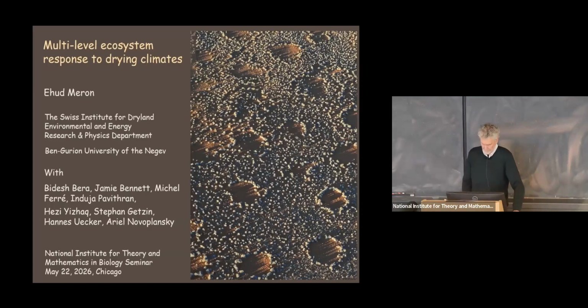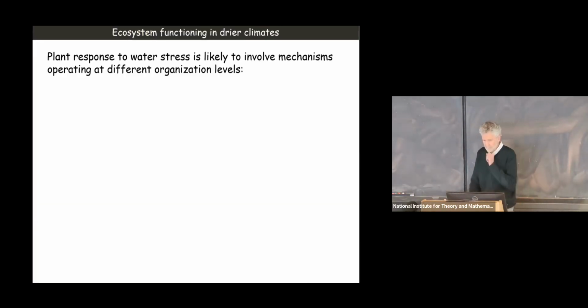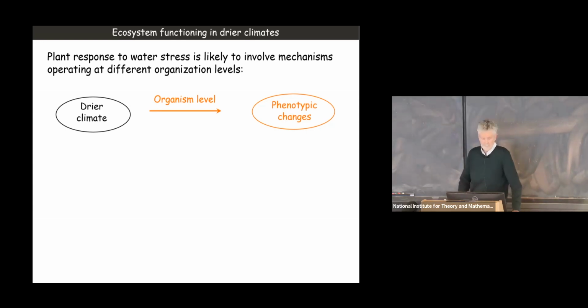whole food web. And that response is likely to involve mechanisms operating at different levels of ecological organization, beginning with the organism level, a single plant, which can go through phenotypic changes. These are fast changes in the behavior of the plant and different traits that are changed on the short time scale. One example you all know, plants in shade grow towards light.